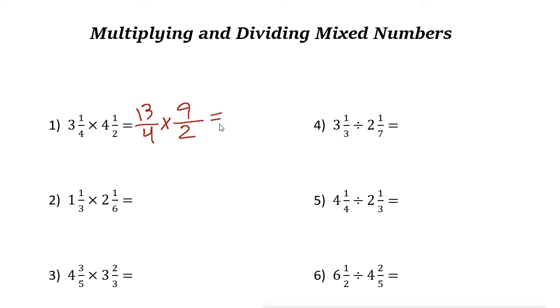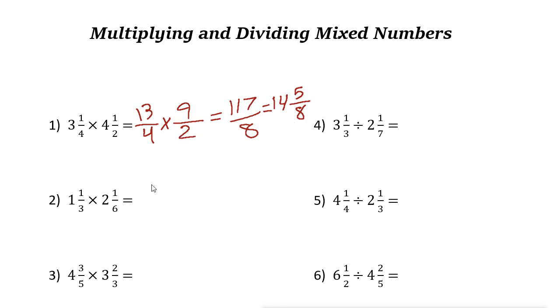If you multiply these two, 9 times 13 is 117, and 4 times 2 is 8. If you divide 117 by 8, you get 14, and the remainder is 5. So the answer is 14, 5 over 8.